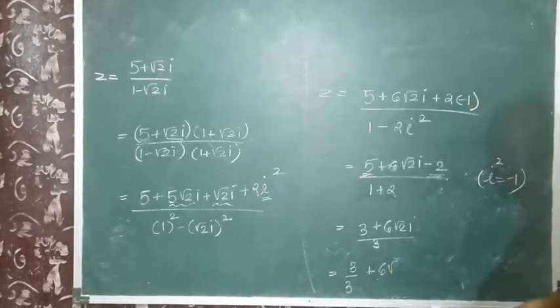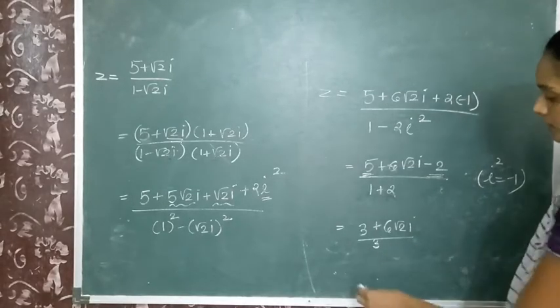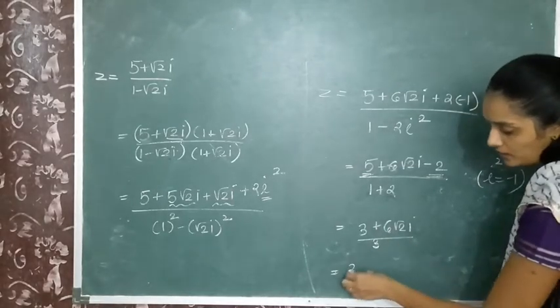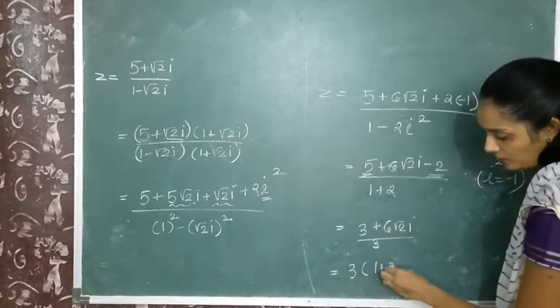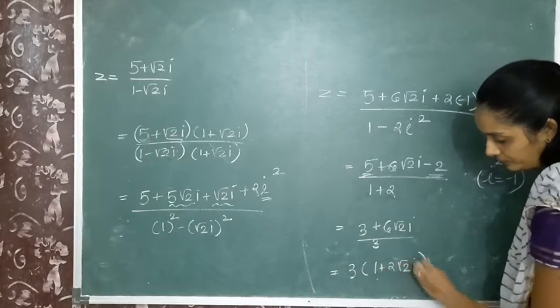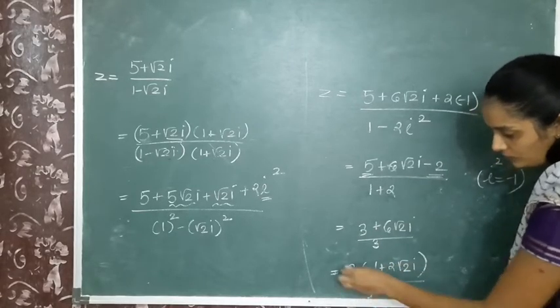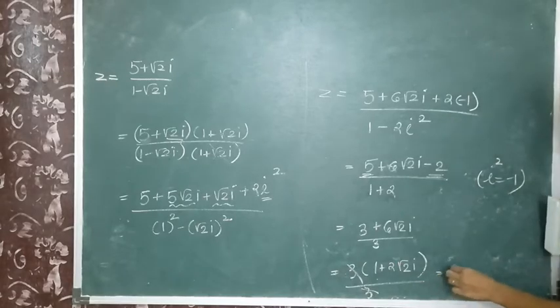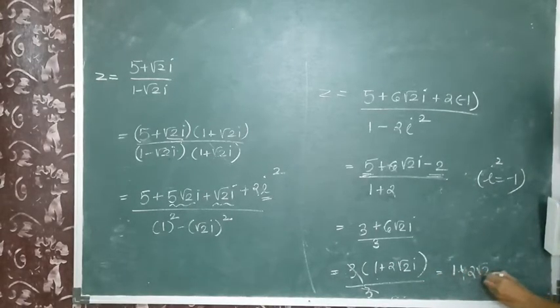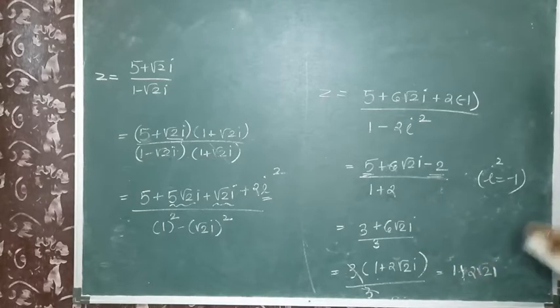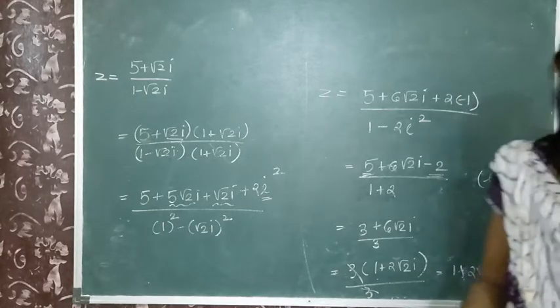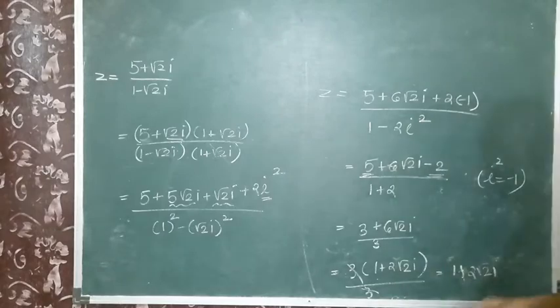Otherwise you can also write it like this. From the numerator we can take 3 common, so here 1 plus 2 root 2i. So our answer is 1 plus 2 root 2i.